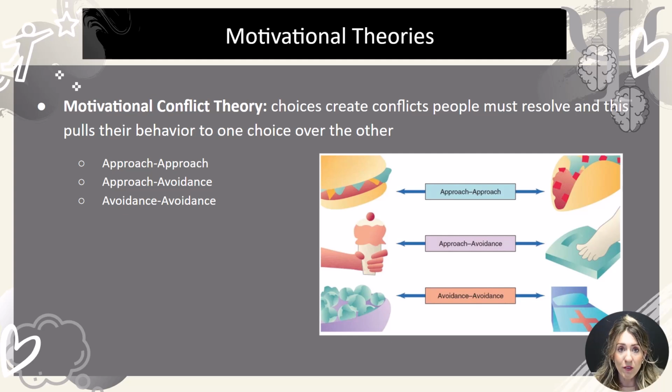If you see in the graphic, approach-approach is when you have 2 good options. So do I want to have a hot dog or do I want to have a taco? You like both of those things, but you still have to make a choice, and that choice motivates your behavior.